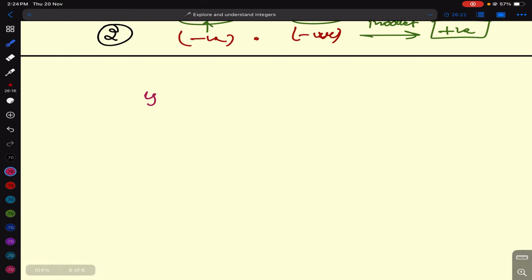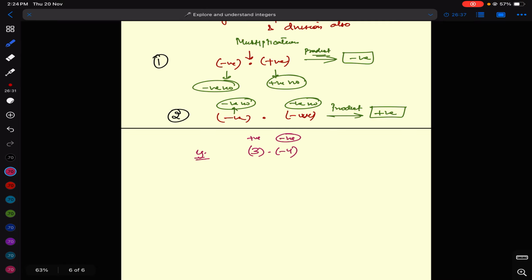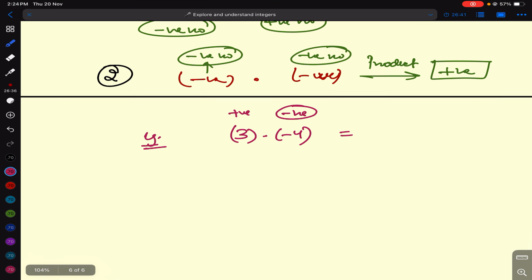Let's take the first example of a positive number being multiplied with a negative number. Here the positive number is 3, and the negative number is negative 4. As we have seen, when you multiply a negative with a positive, your product is negative. So 3 multiplied with negative 4 will give you negative 12, which is a negative number.